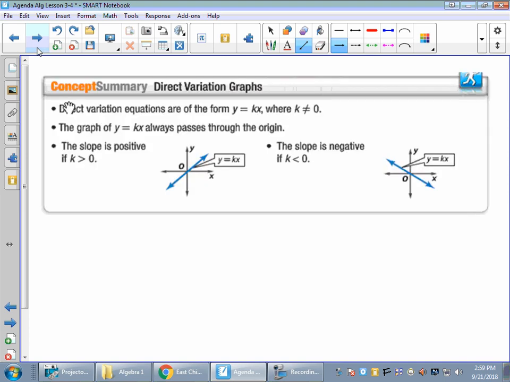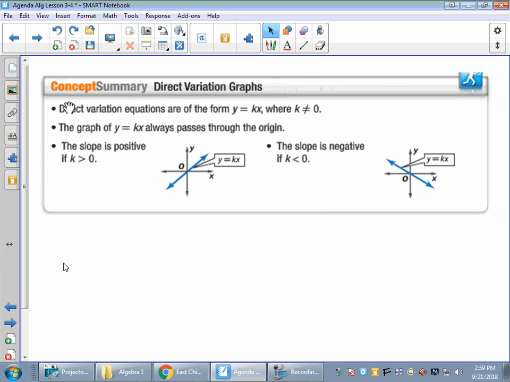All right, so the concept summary, not much to cover here. We've already kind of talked about this stuff, but we've got a direct variation where the equations are of the form y equals k times x, where k is not equal to 0, because if it was equal to 0, then the whole thing would be 0. Because anything multiplied by 0 is 0. We talked about that earlier.